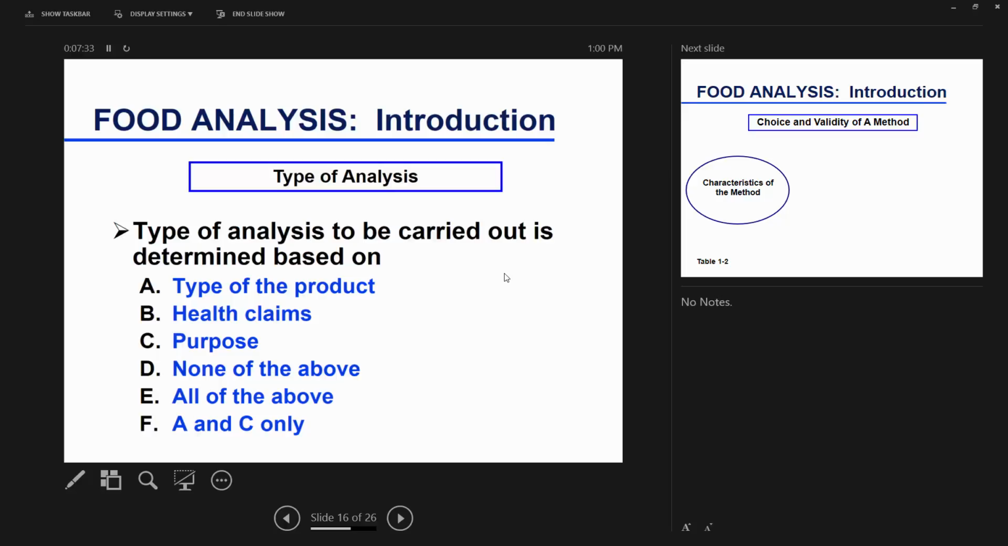All right. So if we step back and think about the type of analysis. Knowledge check: the type of analysis to be carried out is determined based on the type of the product, health claims, or purpose.